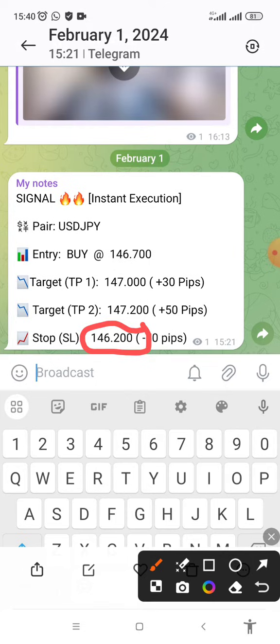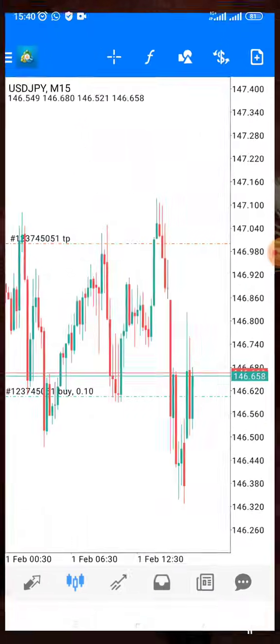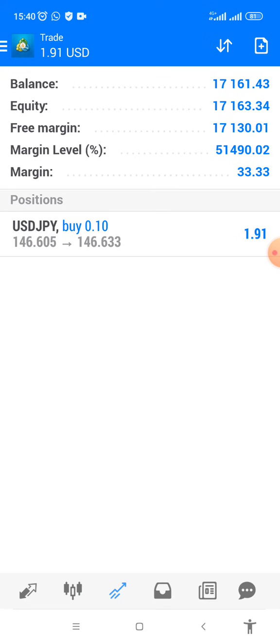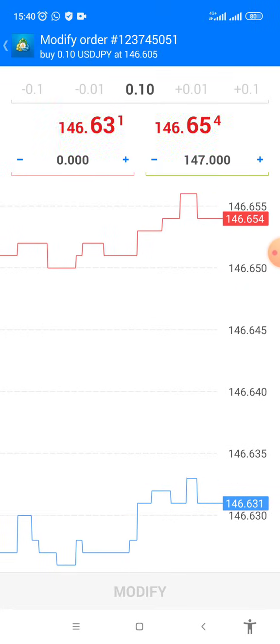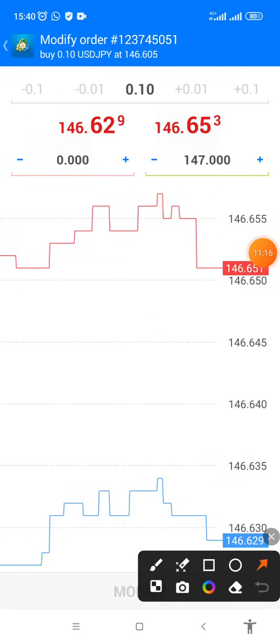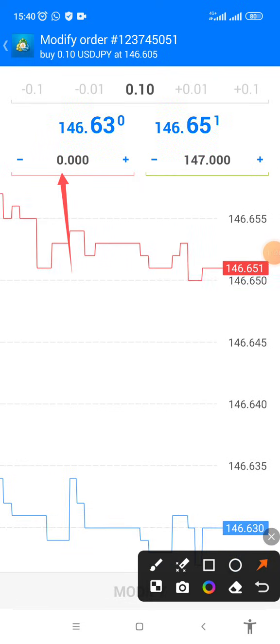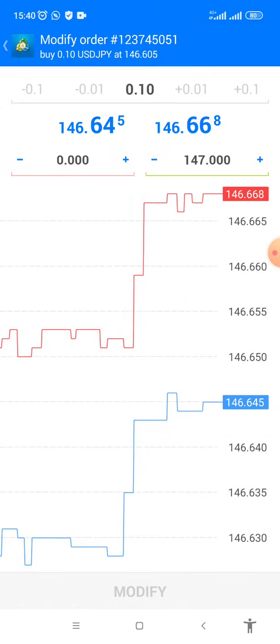So once you pick this price, you go back to the MT4. 146.20. So you go back to the trade where the trade is running. Then you click and hold on the trade again. It will give you the pop-up again. Then you click on modify. And this time round, you go to the left side here. And then you will input that stop loss, 146.200. That is what you input here.